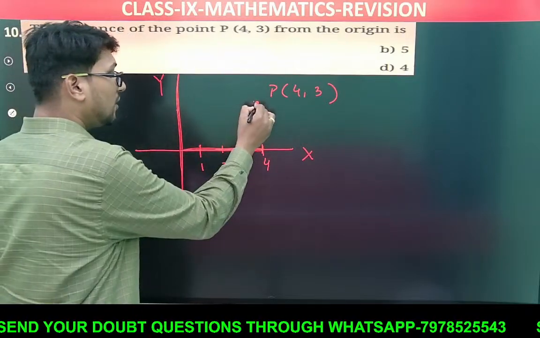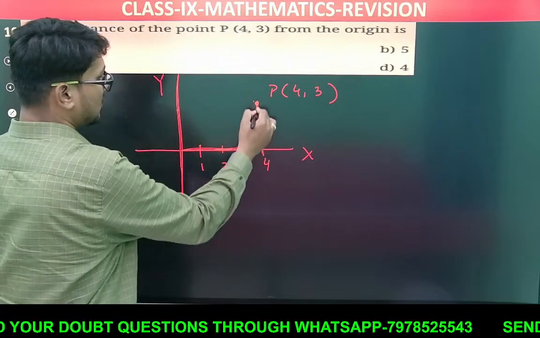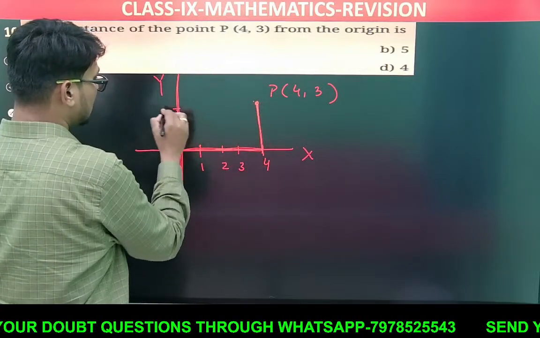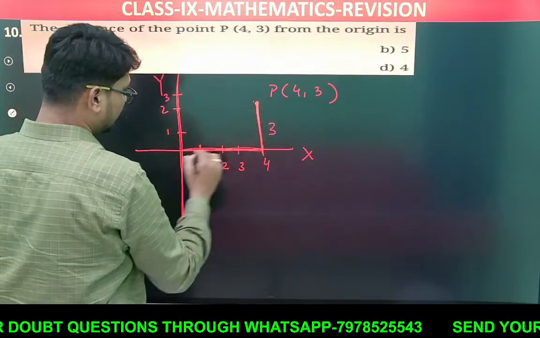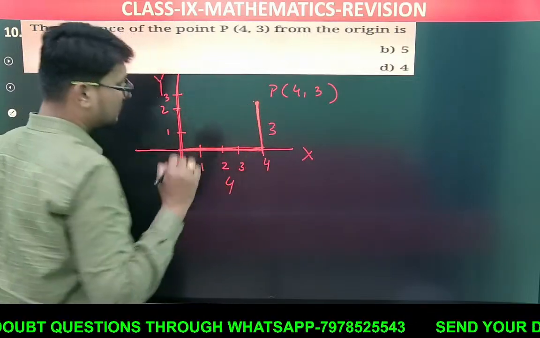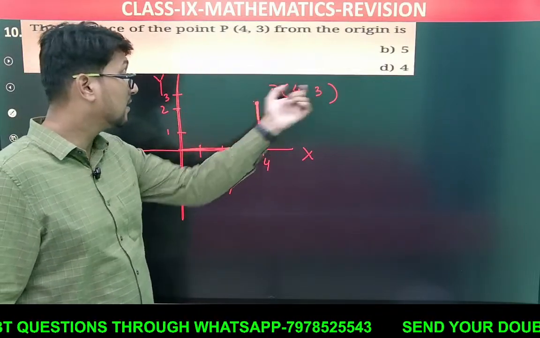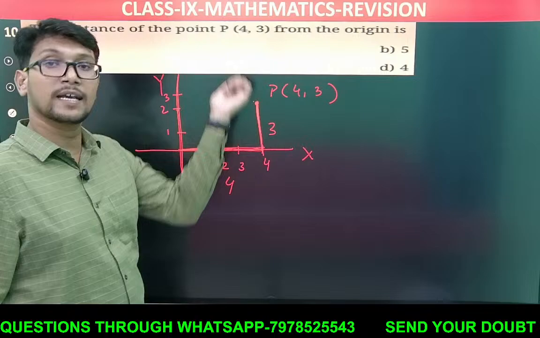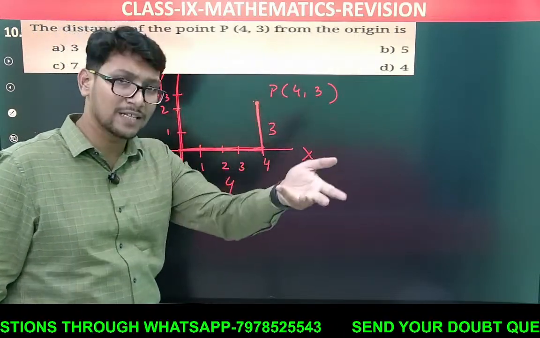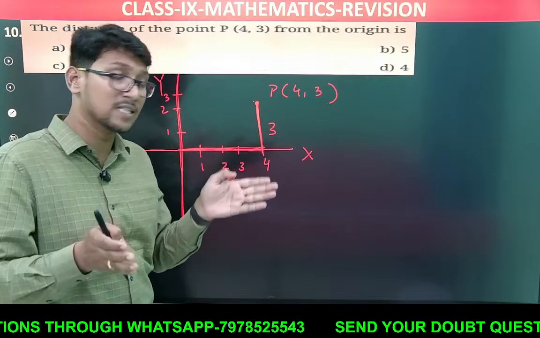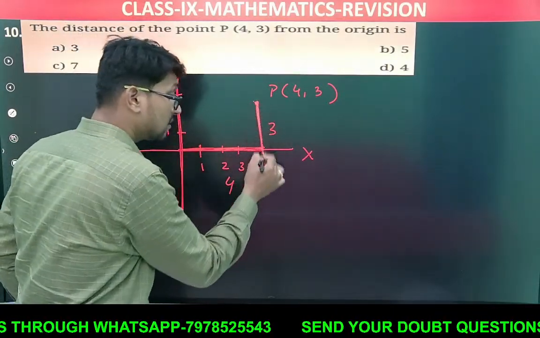So this is 4 unit from the y-axis. And 3 unit from where? From the x-axis. This is 1, this is 2, and this is 3. So now this is 3 unit and this is 4 unit. The point is 4 unit from the y-axis and 3 unit from the x-axis. The x coordinate gives the distance of a point from the y-axis. The y coordinate gives the distance from the x-axis.